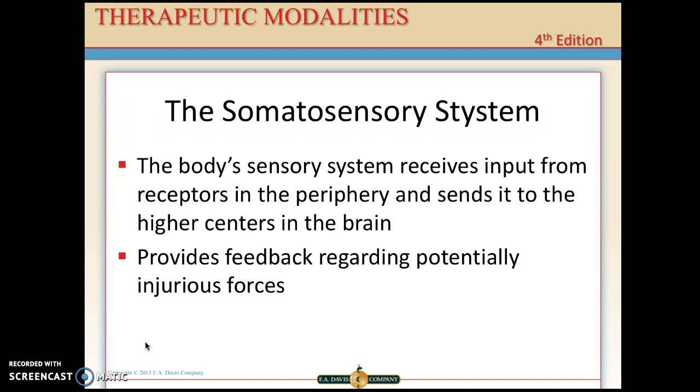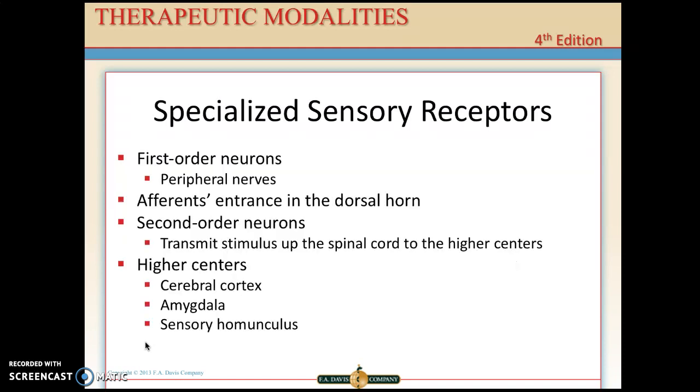The somatosensory system then provides feedback regarding potentially injurious forces, like I was just talking about. Did you run into something with your knee, and is that causing you pain? Did you hit your funny bone? Did you prick your finger with something like a sharp pin? So we need to understand a little bit how our somatosensory system works.